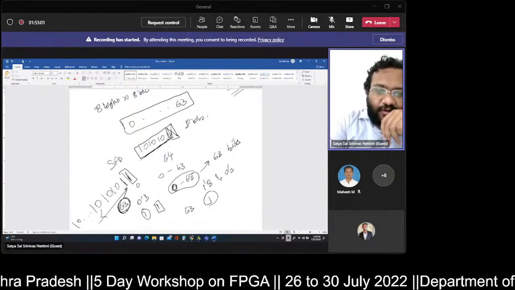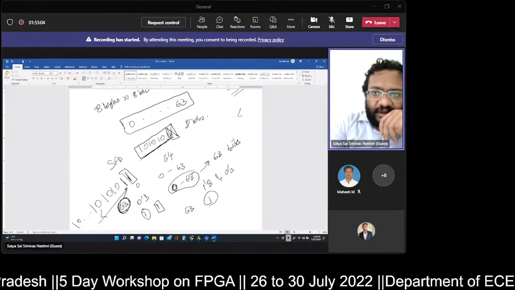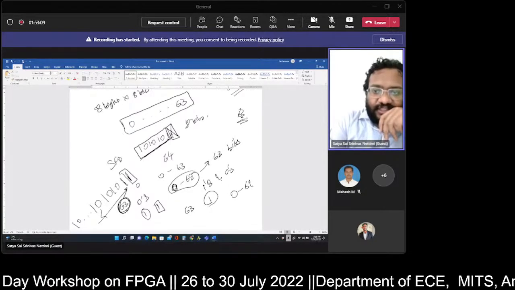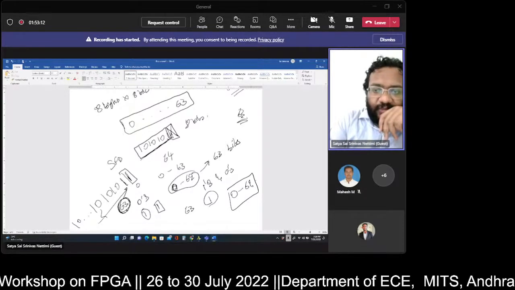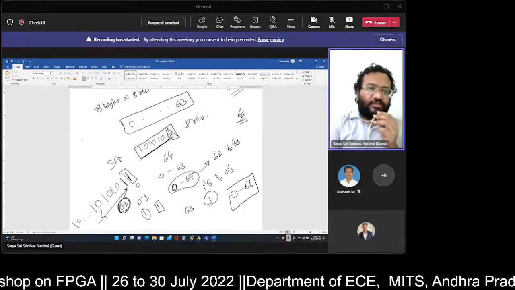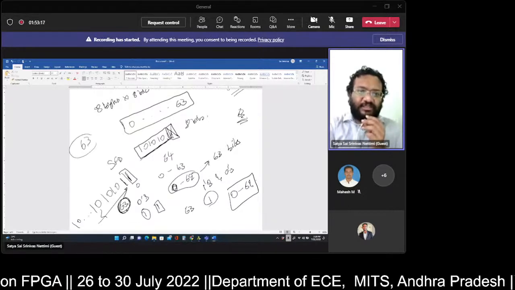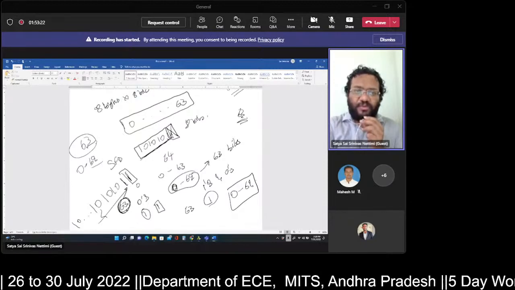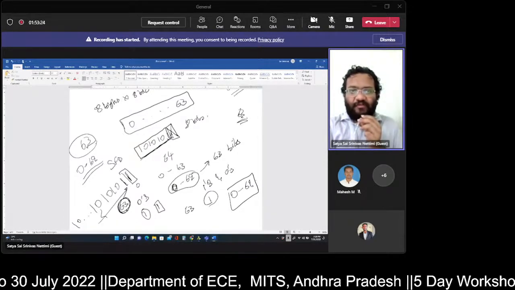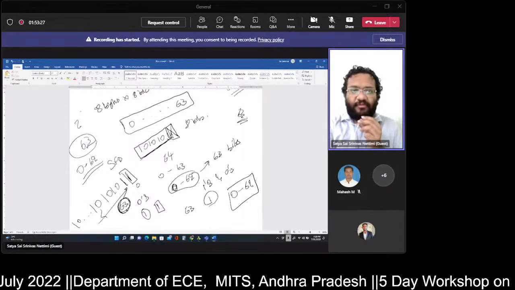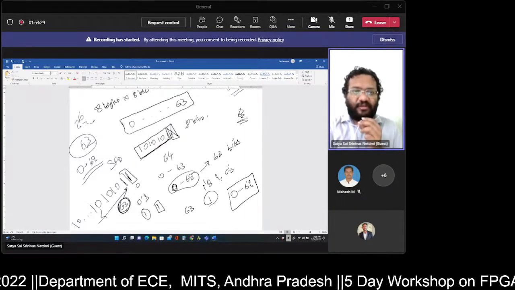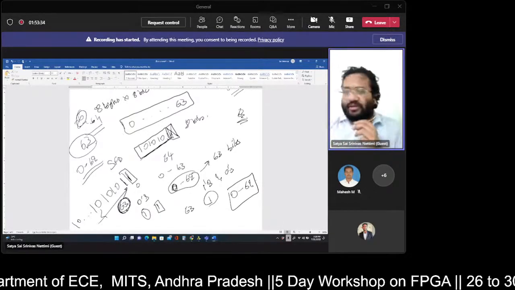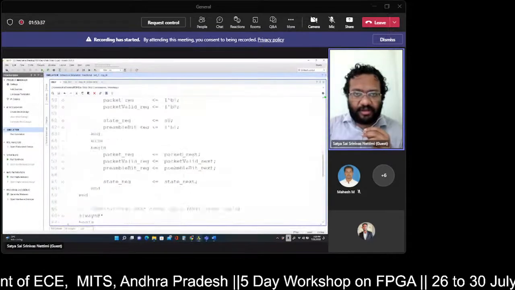So in order to count 63 states, we need a counter that counts from 0 to 62. So to count 63 states ranging from 0 to 62, we require a counter; 2 power 6 is 64, right? So we need a 6-bit counter. Yes, so for that I am creating a counter.